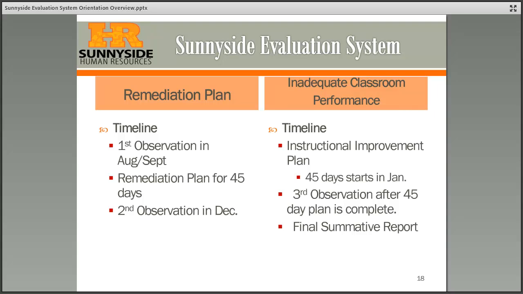Remediation plan. If after your first formal observation there are areas of weakness, teachers who have been ranked ineffective on their final summative evaluation for the 16-17 school year will have their first formal observation in late August or early September. If after the first formal they are still ranked ineffective, they will be placed on a professional remediation plan that runs for 45 calendar days.